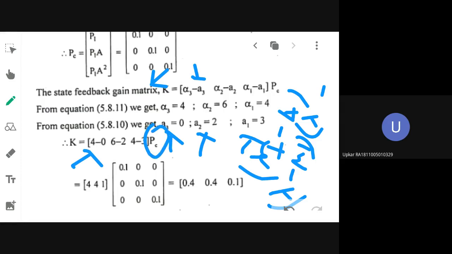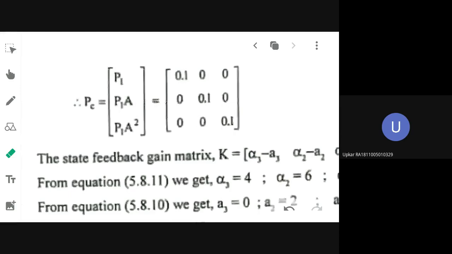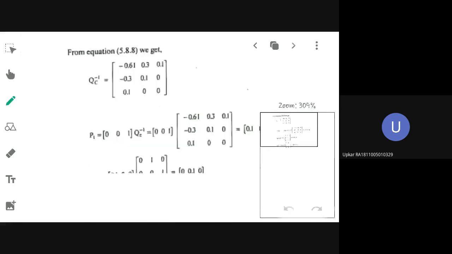So there is a formula for PC. What is the formula for PC? You have to find the matrix of P1, P1A and P1A square. A is already known to you, easy. But what is the formula for P1?